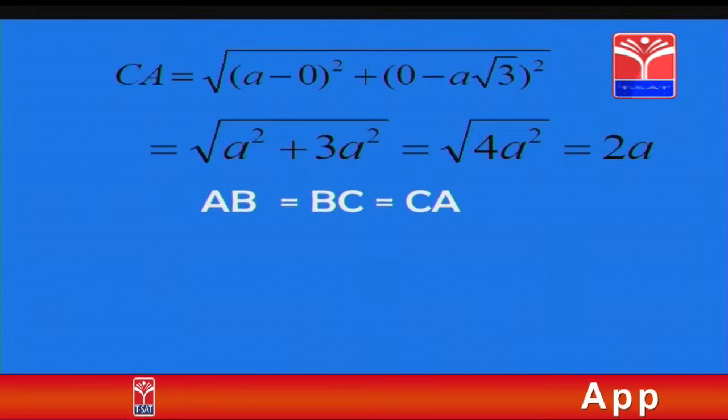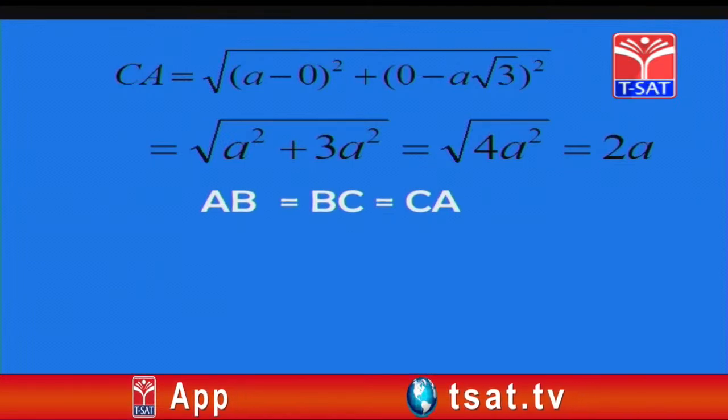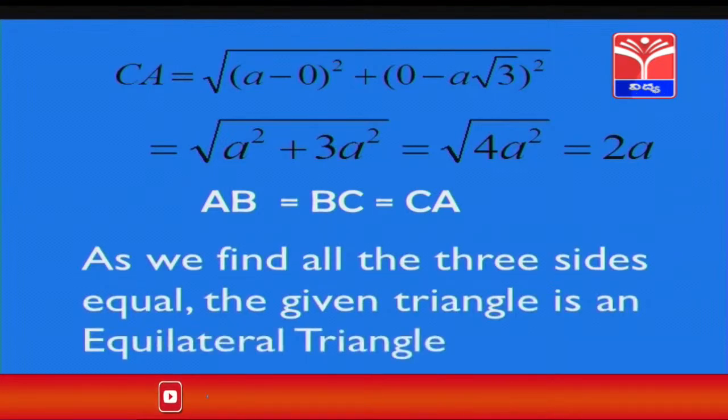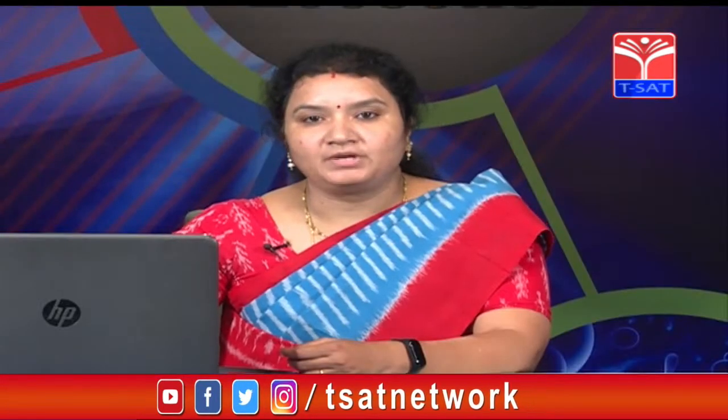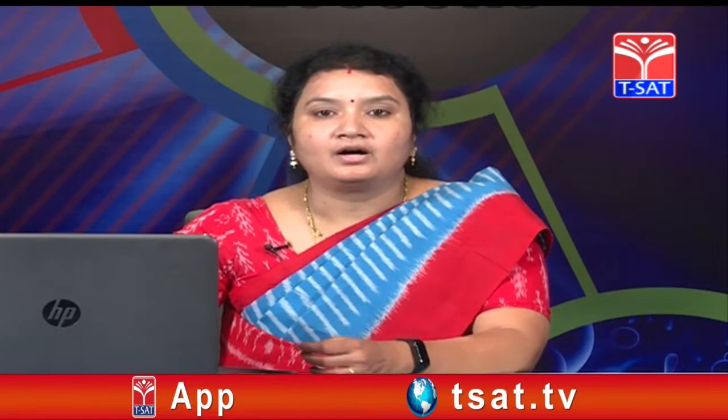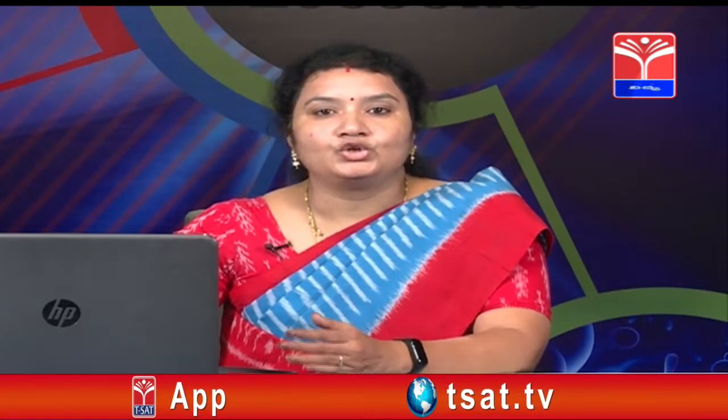So, we get AB equal to BC, which is equal to CA, and all the 3 sides we got as 2a. As we find all the 3 sides equal, the given triangle is an equilateral triangle. Children, the same concept can be used if you are asked to prove any triangle as an isosceles triangle or right angled triangle using the distance formula and the respective application. Now, let us look at another example.